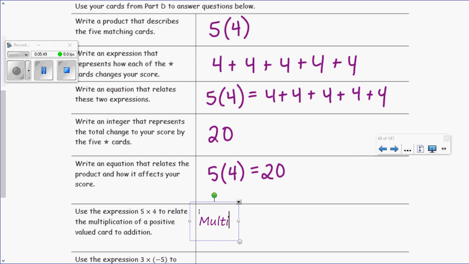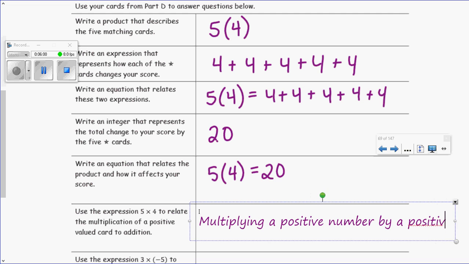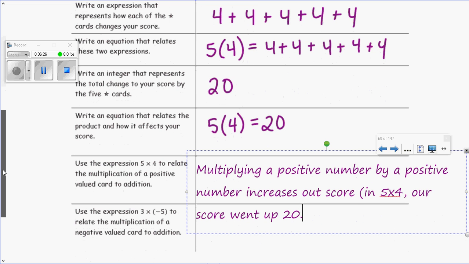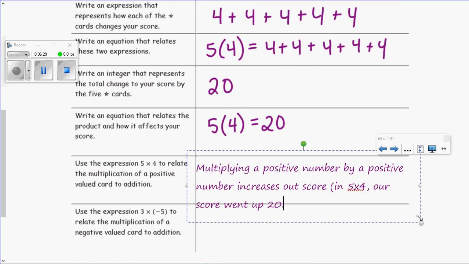The questioning on the left can be kind of confusing, but let's see if we can understand the sentence I'm about to write. Multiplying a positive number by a positive number increases our score. So in this case, our score went up 20. Let's go ahead and put that in parentheses. In 5 times 4, our score went up 20. And I'll fix that so it all fits on that line. So that's what we're talking about when we say increase.